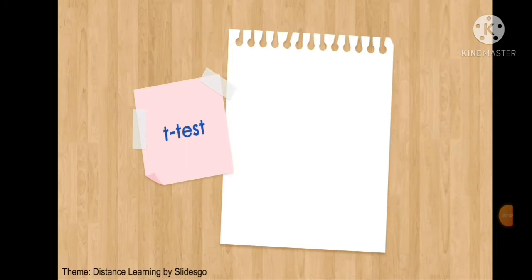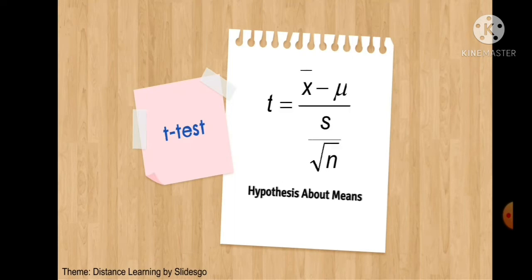There are different types of t-test, but we are going to discuss only two. The first one is hypothesis about means. It is used to compare a sample mean and a population mean. Now, this is the formula used to compare these two means. T is equal to x-bar minus mu, all over s divided by the square root of n.